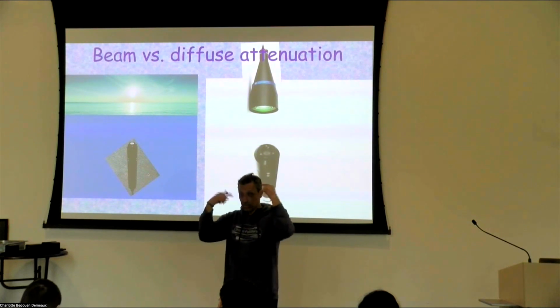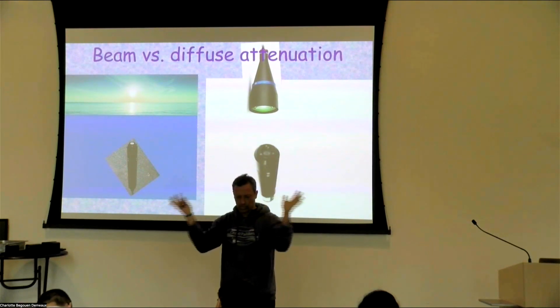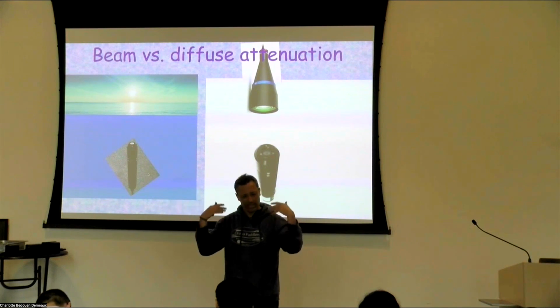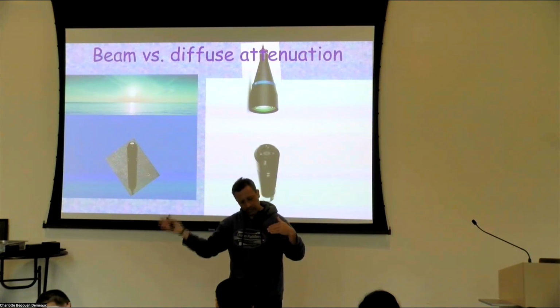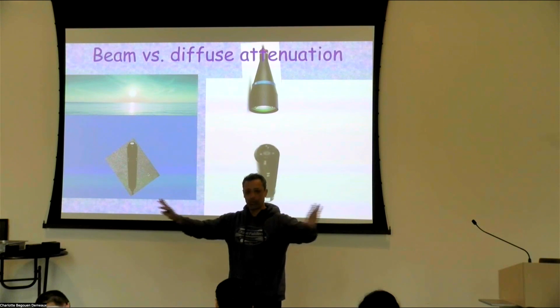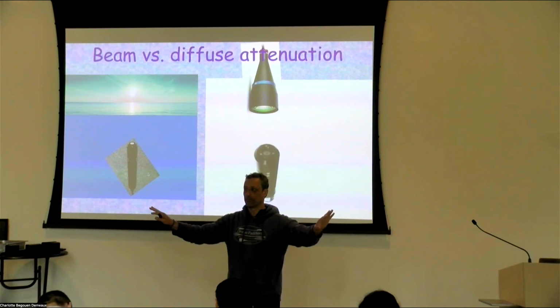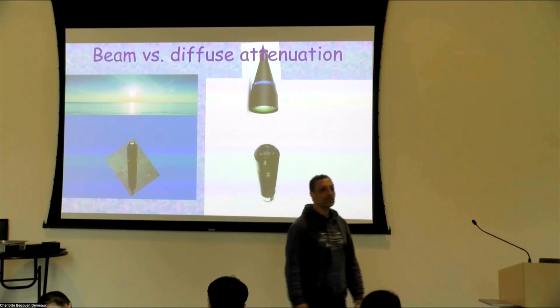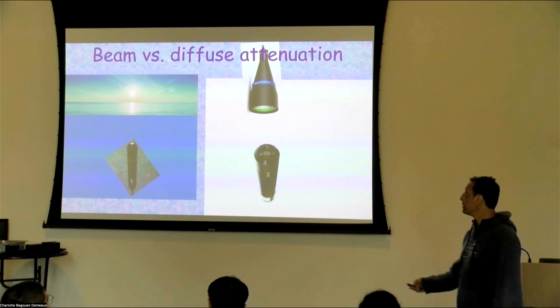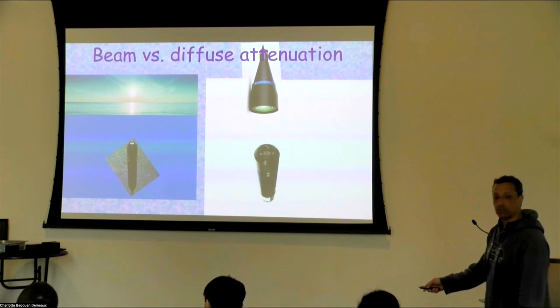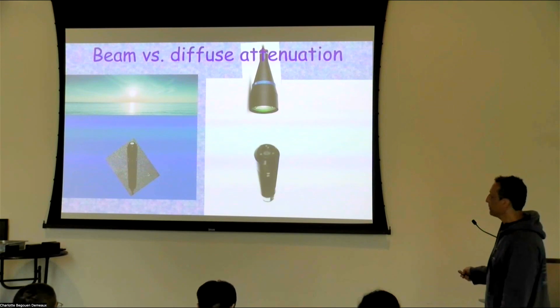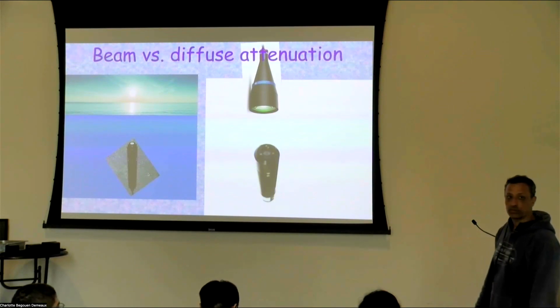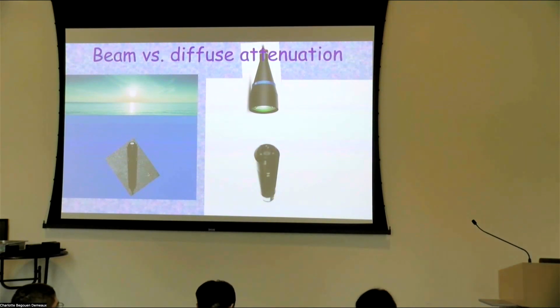But just so in your head, you're now separating two completely different concepts. We use the word attenuation, but diffuse attenuation and beam attenuation are completely different. Okay? So this one is often denoted by Kb, and this one, the downwelling diffuse attenuation coefficient, by Kd. Questions?